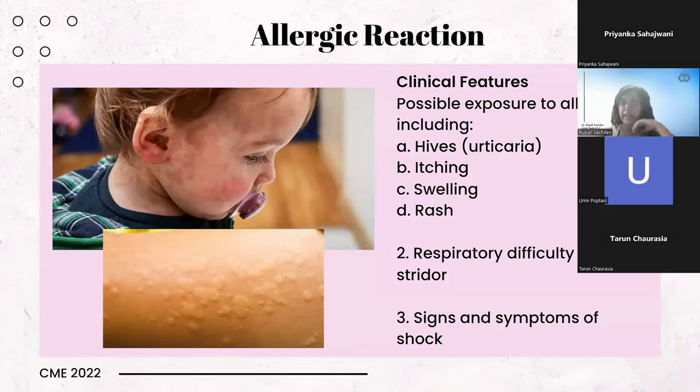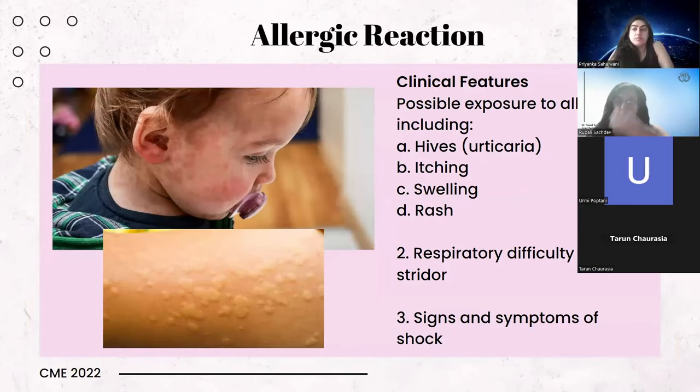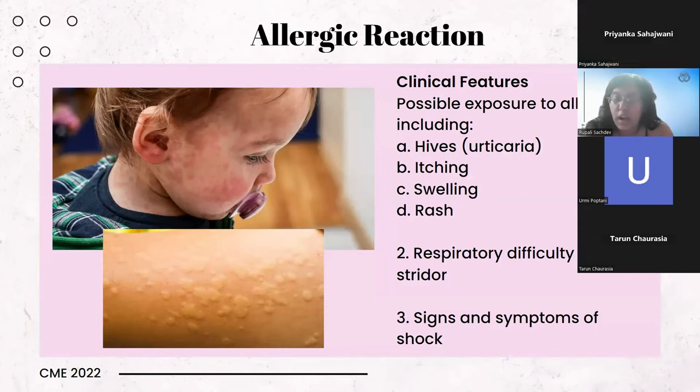Okay, another very common emergency seen in children is allergic reactions. I remember I myself had a 13-year-old boy who had come with an allergic reaction to the medication he had been prescribed in the OPD itself. So an allergic reaction can happen to food items, to drugs, to dust, a lot of things.